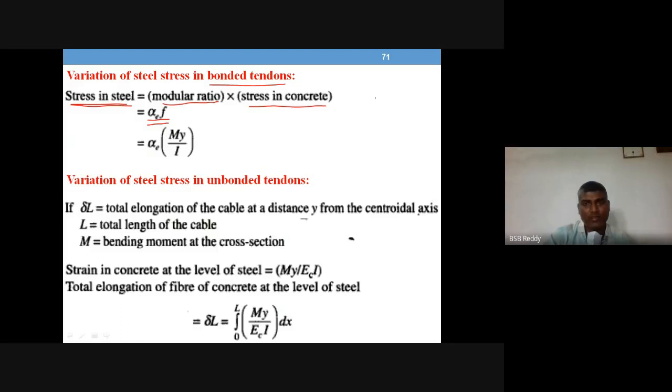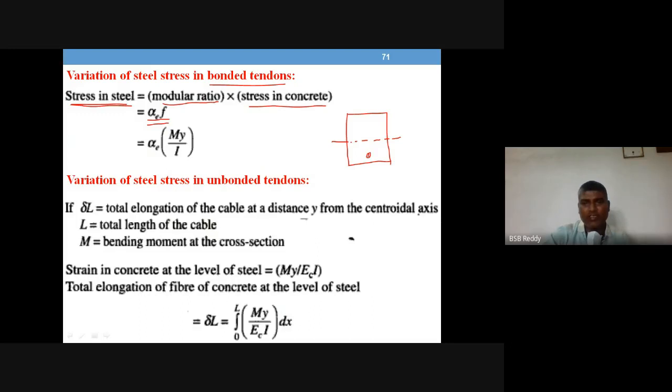That's all. So what you need is, say for example, you have a concrete member having the CG somewhere here, and you have the tendon placed at this location.